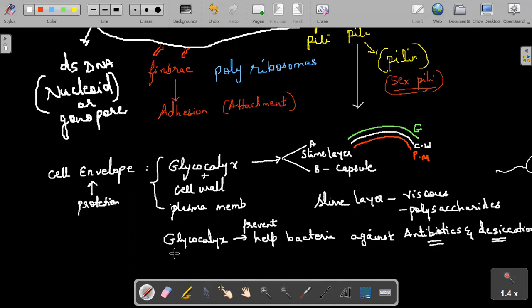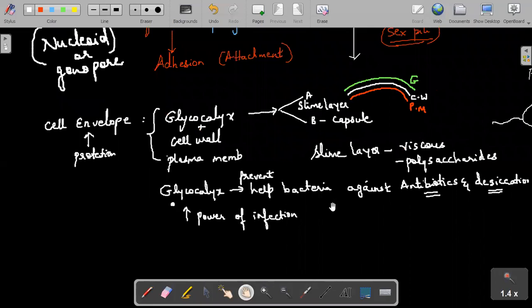So if a glycocalyx is present in any bacteria, it increases their power of infection. So any bacteria which has a glycocalyx, it's difficult to get rid of them or kill them. Example is Bacillus anthracis, which causes anthrax.